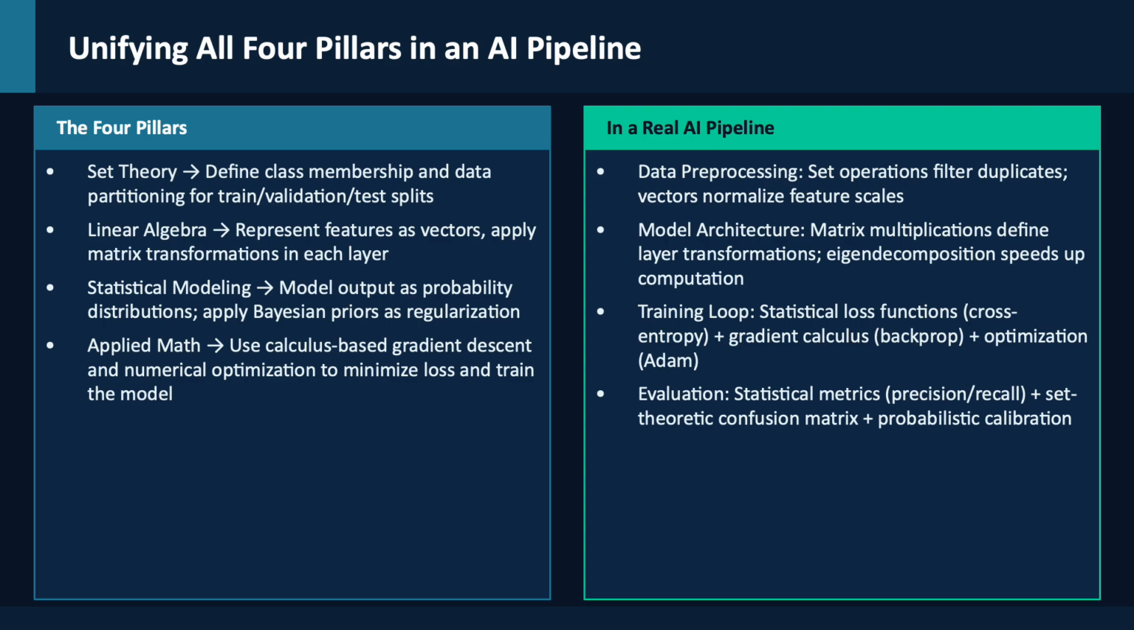Set theory defines the categories the car must recognize: pedestrian, traffic light, stop sign, and things along similar lines. Linear algebra stores the camera image as a matrix and transforms it through the neural network. Statistical modeling gives the car the probability that an object ahead is a child crossing the street. And optimization powered by calculus trains that entire system over millions of miles of driving data until it becomes reliable enough to use on real roads.